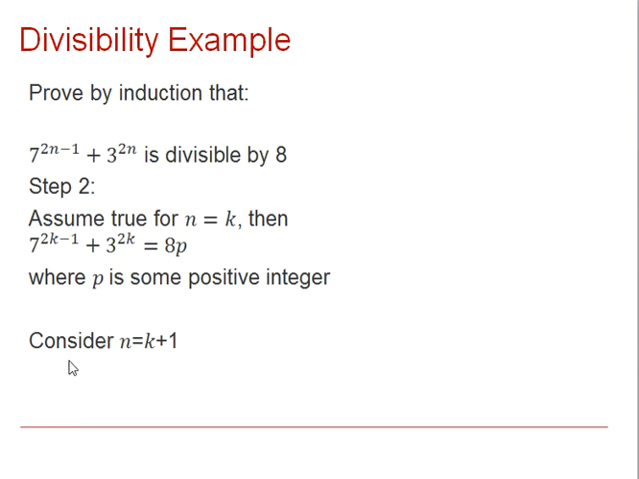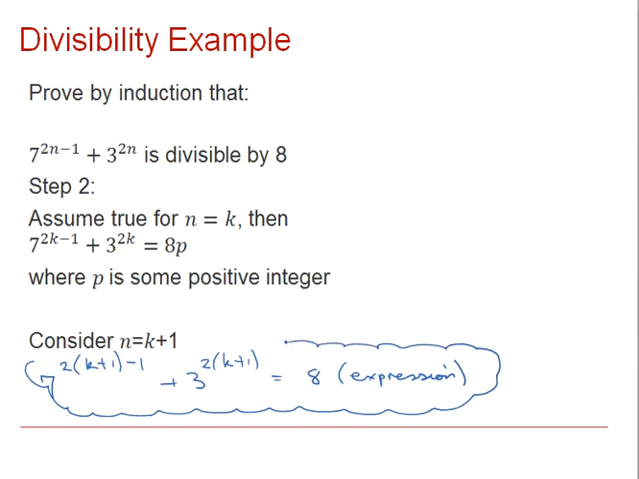As we did in the previous video, it is really worthwhile trying to write down somewhere what it is that we're trying to work out. So, if we've got n equals k plus 1, we're trying to show that 7 to the 2k plus 1 minus 1 plus 3 to the 2k plus 1 equals 8 times some other expression. Alright, so we need to have a think about that and have that in mind, written on a piece of paper, but not within our proof.